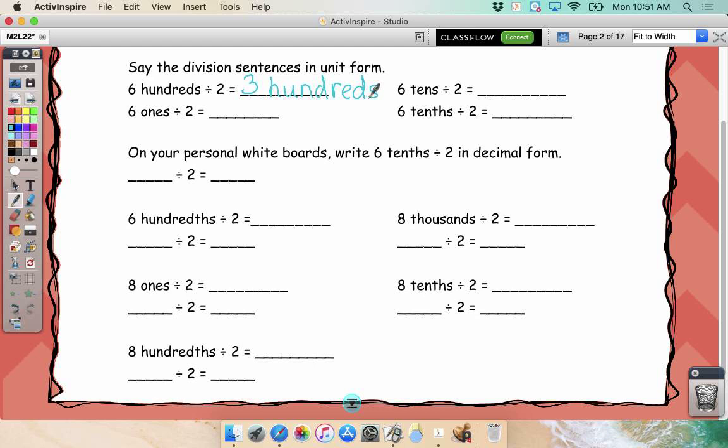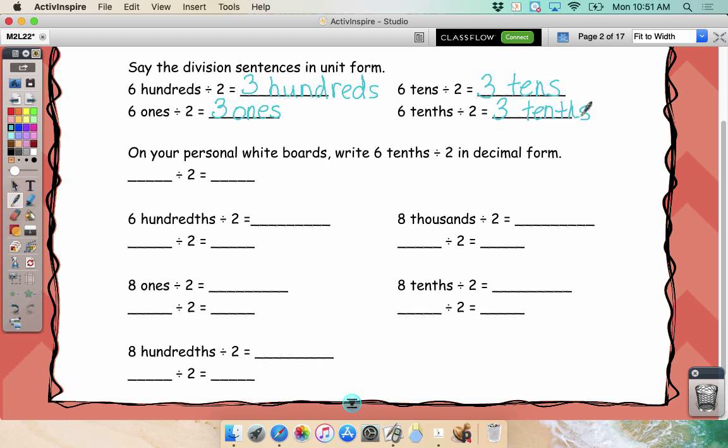I don't care. Okay? Now, what about 6 tens divided by 2? 3 tens. 3 tens. Okay? And 6 ones divided by 2? 3 ones. And 6 tenths divided. Very good. Now, there's not going to be a lot of writing today, but we're writing some of these out.